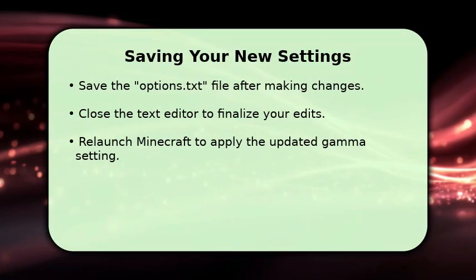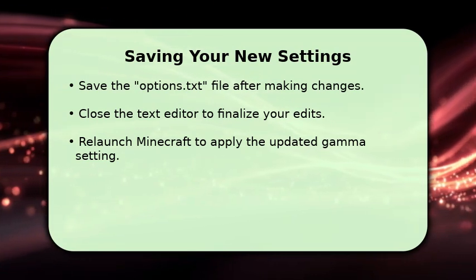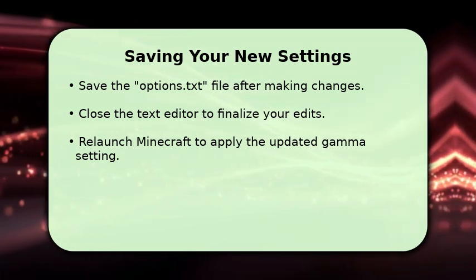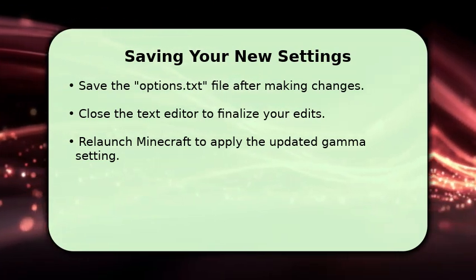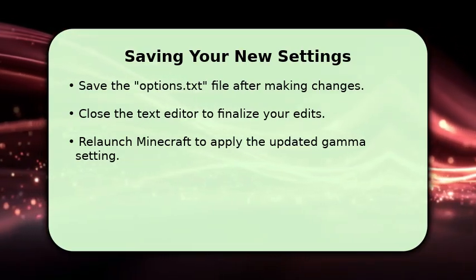After you've adjusted the Gamma value, it's crucial to save the options.txt file. Just go to File and then Save in your text editor. Don't forget this step, or your changes won't take effect. Once saved, you can close the text editor.